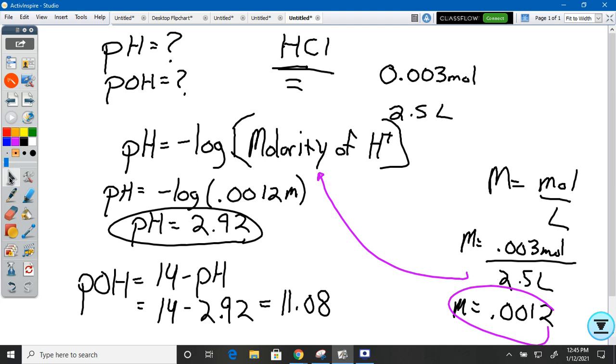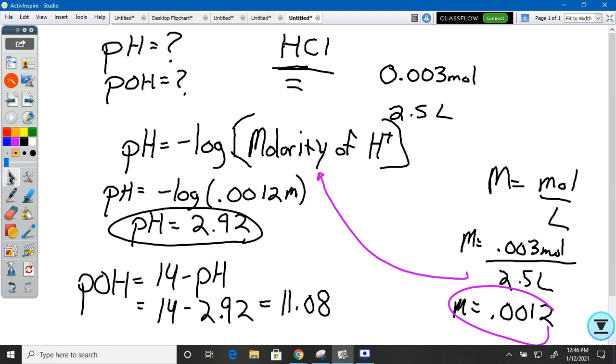Okay, notice we did the pH because it's an acid, and acids have H's. You see that? We did the H, we did the pH. The pHs are for acids. So we calculated the acid first. All right. So pH is negative log of the concentration, the molarity.